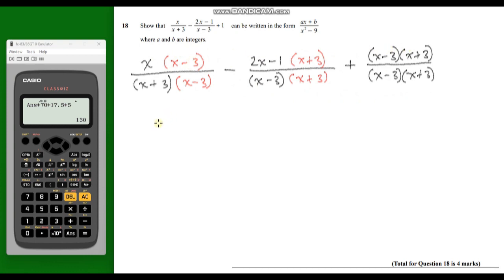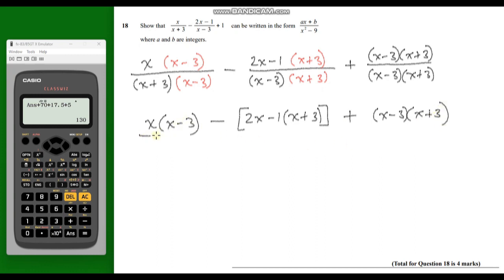So I'll do it in steps. So we've got x times x minus 3 minus 2x minus 1 times x plus 3. And remember, we're subtracting this whole thing. So I'm just going to put this whole thing in brackets because we're subtracting this whole expression here. And then we're going to add on x minus 3 times x plus 3. And this whole thing is being divided by x minus 3 times x plus 3. So we've got quite a big fraction here.